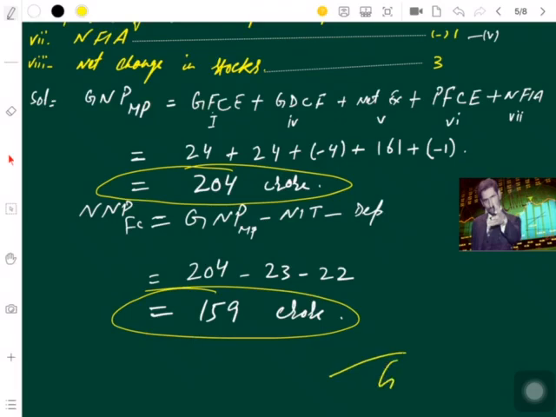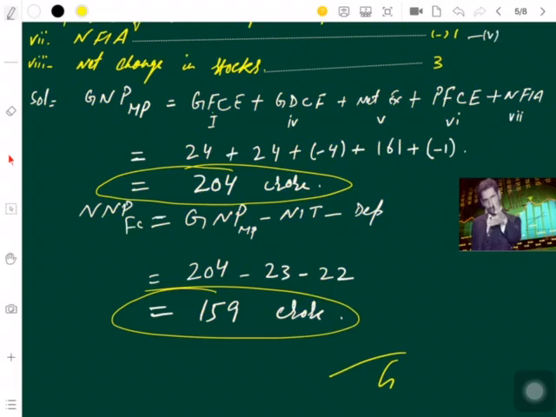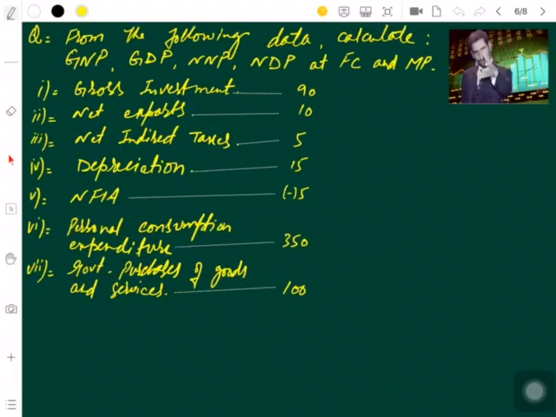Got it? For you people, let us take it in one more way. This is one more numerical example for you. This was one, this is the second. Here he is asking us to calculate GNP, GDP, NNP, NDP, both at factor cost as well as market price.